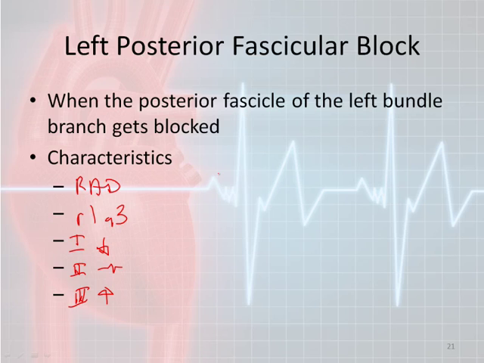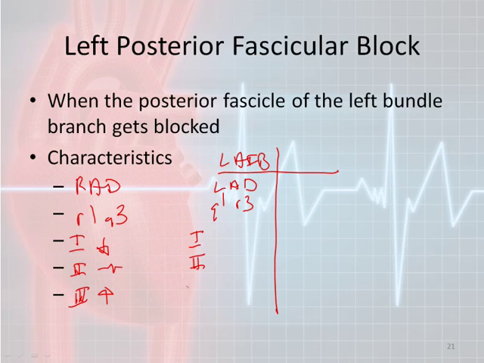So let's go ahead and look at this table again. Remember, the left anterior fascicular block, starting out on the left side, is a left axis deviation, Q1, R3, and then leads 1, 2, and 3 are going to be up, down, and down, commonly associated with a right bundle branch block.